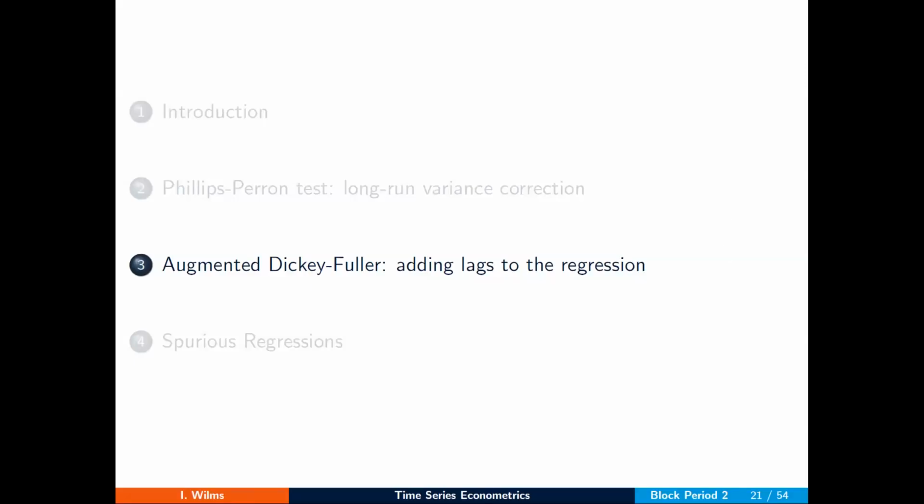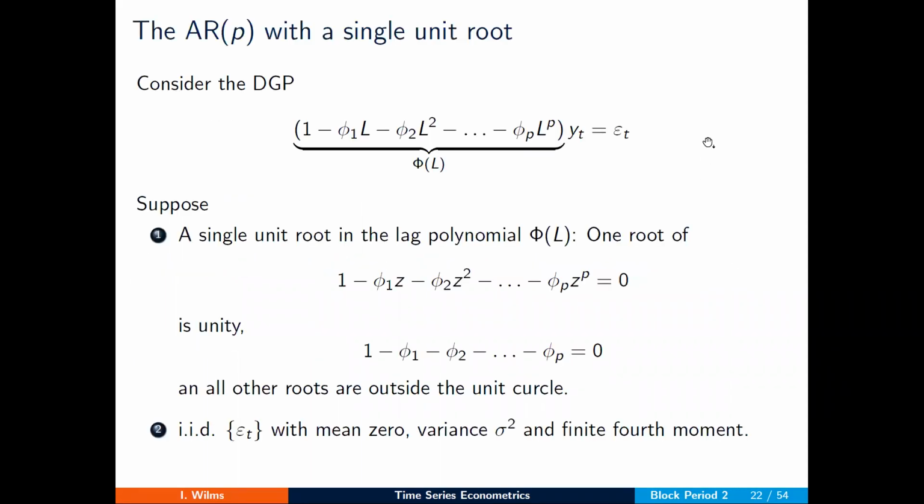In this third video, let's have a closer look at the augmented Dickey-Fuller test statistic that allows for serial correlation in the errors, but corrects the dynamics by adding lags to the regression. And to make things concrete, let us consider this DGP, where we have an AR(p) process with a single unit root.